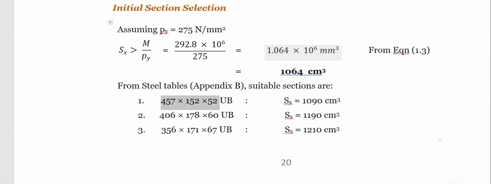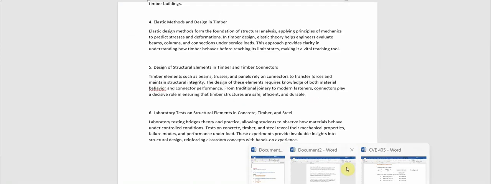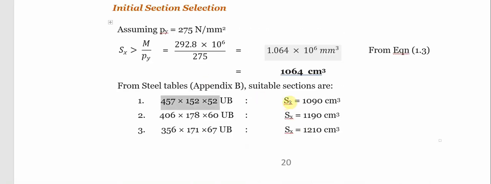Now let us look at its properties. All these values here, it is from the steel table that we will select them. So we have to look for something that is higher than this in the steel table. So that is where we got all these member sizes that we are selecting.